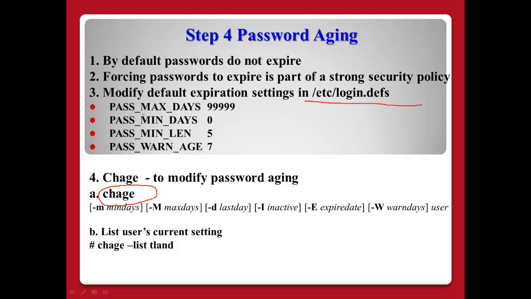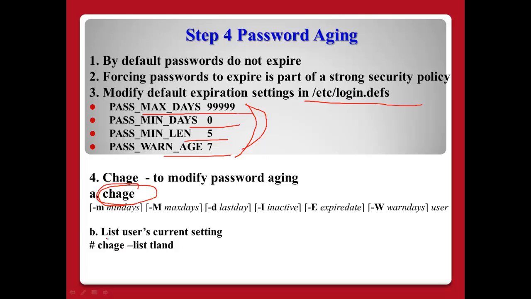So here, maximum days like this, minimum days 0, the minimum length 5 letters, and the warning age is 7. So if we want to change the default setting, we have to configure this. Or number 4, chage. To modify password aging, we can use this command, chage.